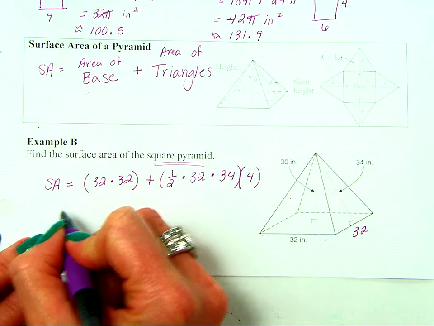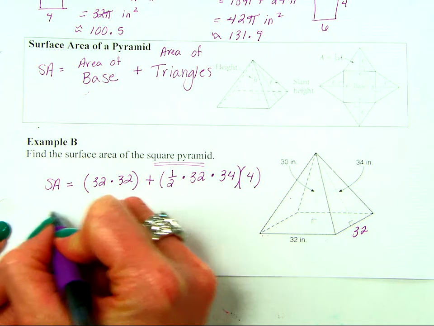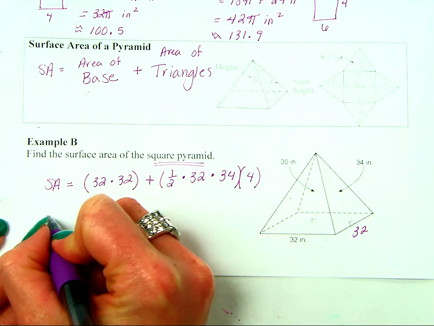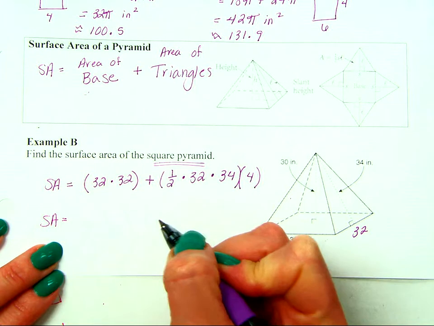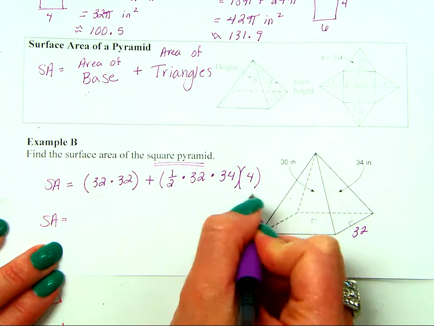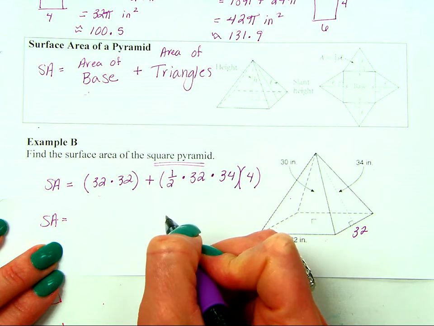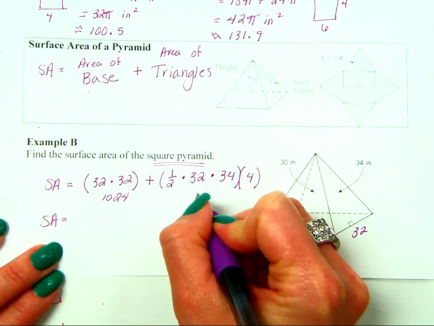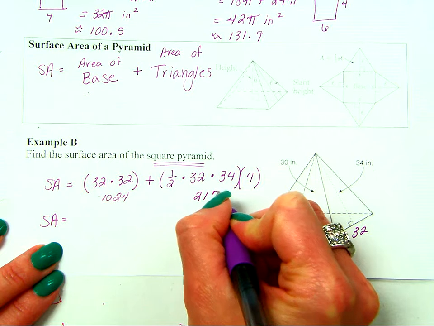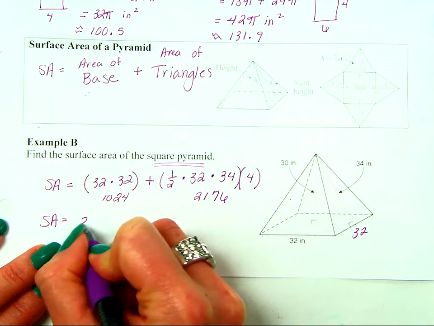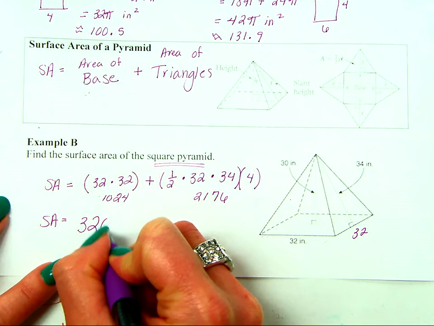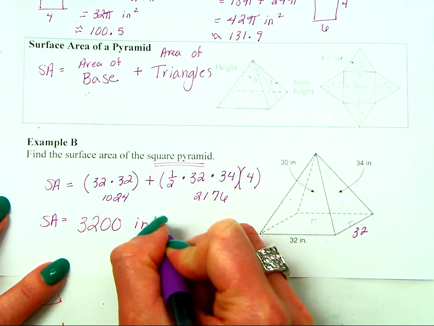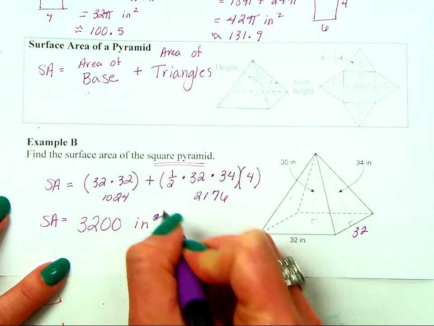Let's do a little simplifying here. You could put this all in your calculator at once, or you could break it down into pieces. In the end, when I multiply and add my 2 quantities together, here I'm going to get 1,024, and here I'm going to get 2,176. When I add them together, in the end, we're looking to get 3,200 inches squared.